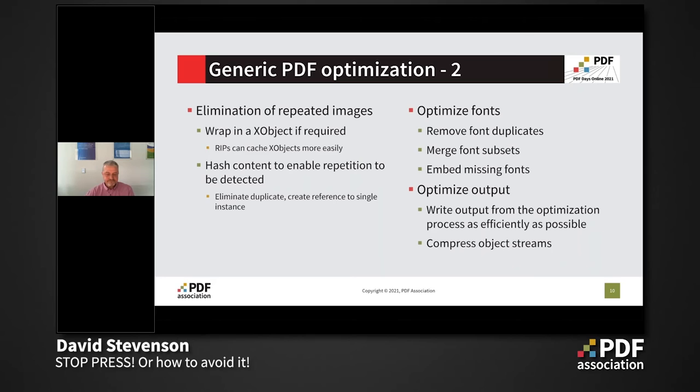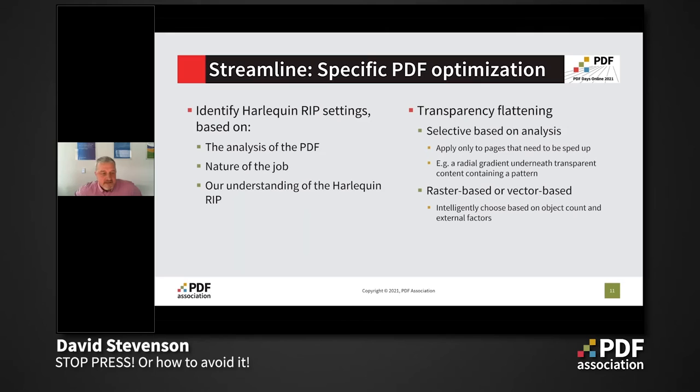And then in our streamline technology, which is part of the direct proposition, we do some things which are very specific to the Harlequin RIP. So we analyze the PDF and we get a feel for what the job is. Sometimes there may be some operator intervention, but the idea is that we can actually choose some RIP settings based on what is in the PDF. So to do with color, and I can't think of good examples right now. And the other thing is with transparency.